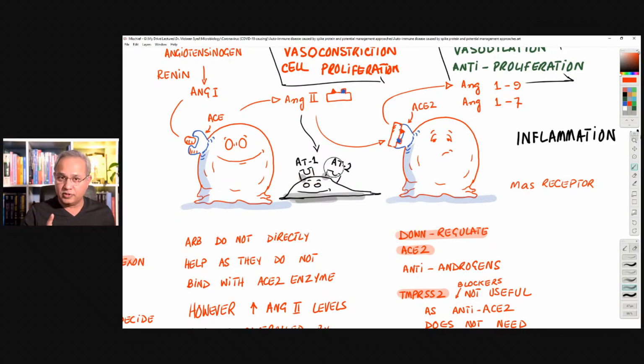So ARB cannot block the antibody from binding with ACE2. That would not help. So angiotensin receptor blockers are not going to help against antibody binding to ACE2. But they are going to be helpful to reduce the extra effect of angiotensin 2, which is accumulating because ACE2 is not available.